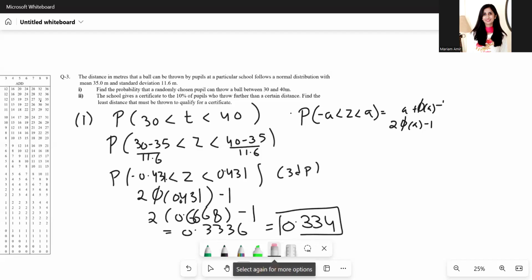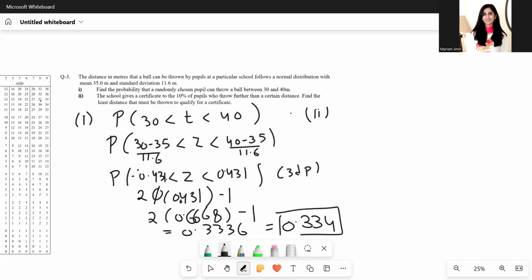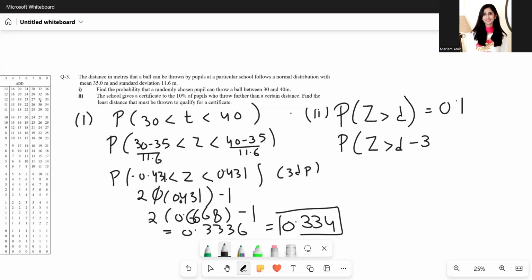Okay, part 2. The school gives a certificate to the 10% of pupils who throw further than a certain distance. Find the least distance that must be thrown to qualify for this certificate. Okay, so probability Z is greater than this distance equals 10%, which is 0.1. So probability Z is greater than D minus 35 upon 11.6, we've standardized it, equals 0.1.